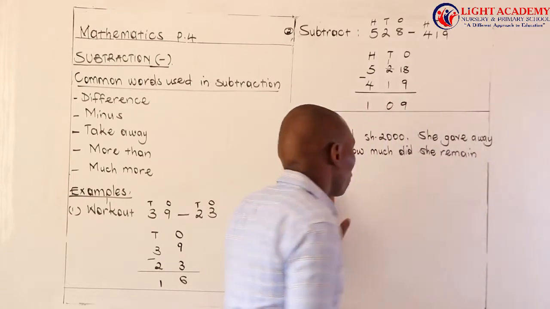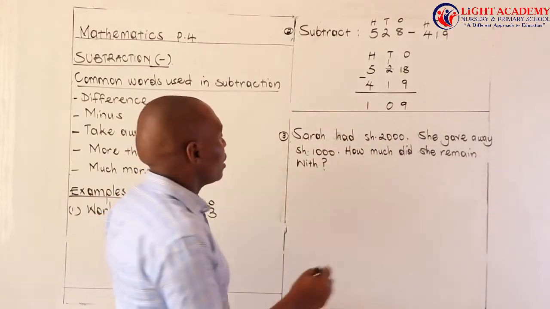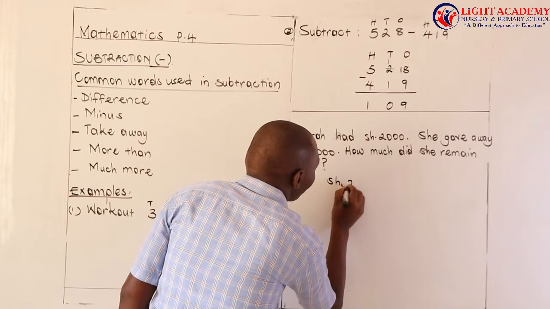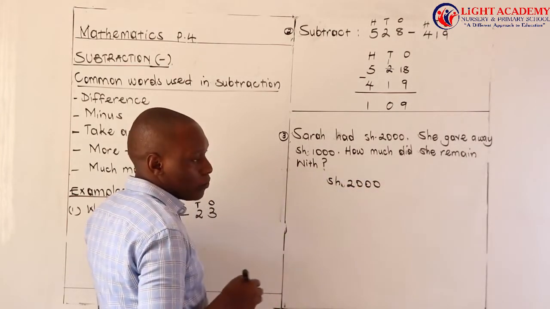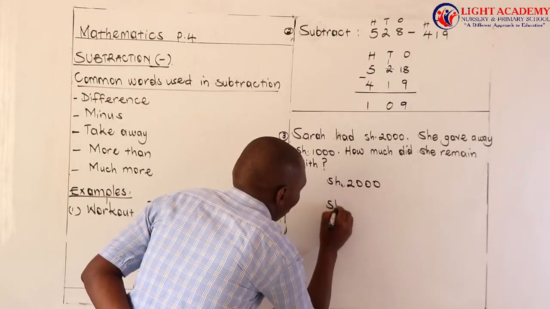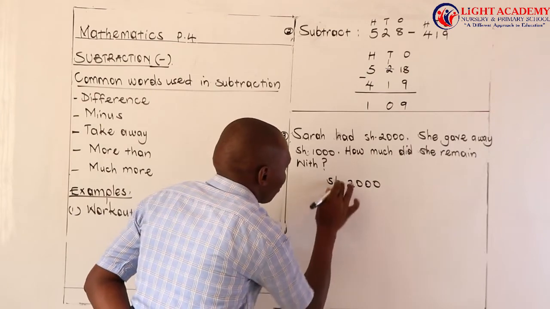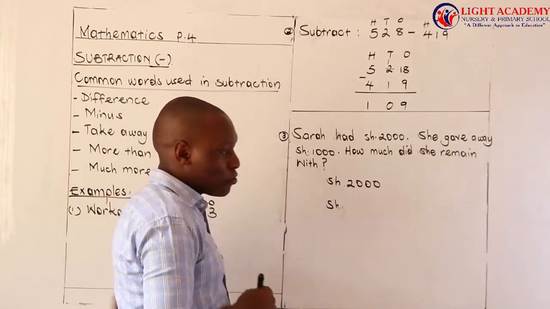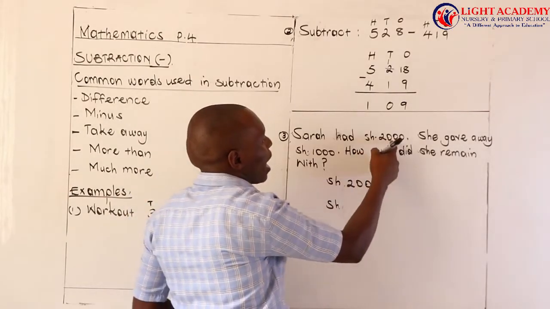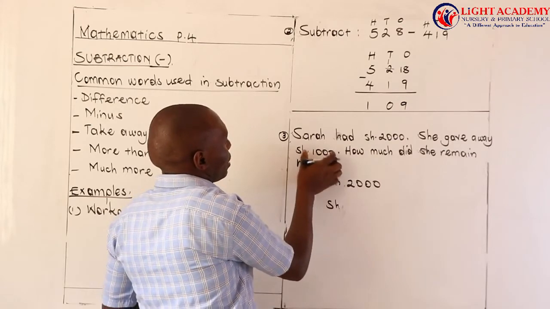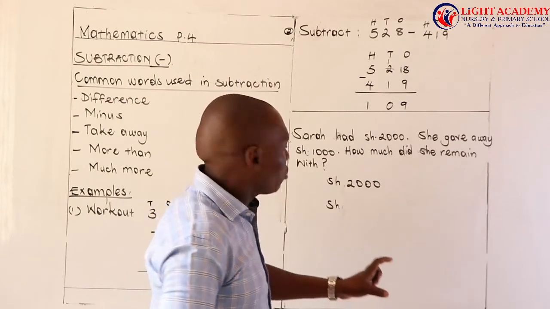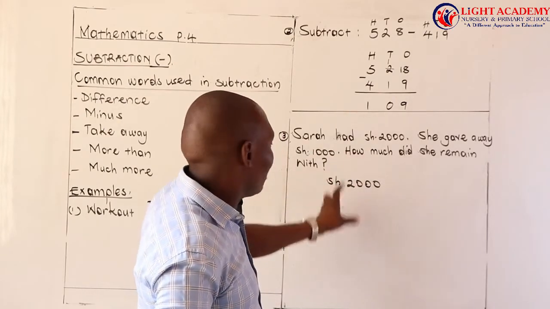So what are we going to do? Remember, this is money. We shall say the money she had before, which was 2,000 shillings, okay? We shall subtract what she gave away, which was also 1,000, okay? Be careful when you're organizing these numbers. Look at the place values. So 2,000 has 4 place values, 1,000 has also 4 place values. So both numbers have 4 place values each. So we must be careful when we are organizing the digits in it.